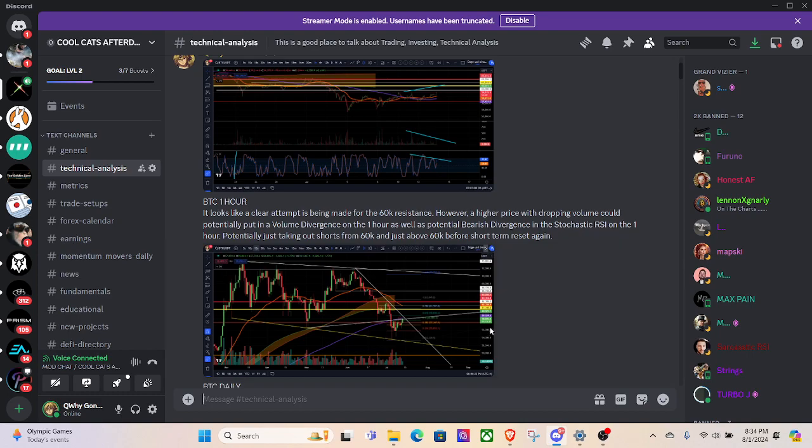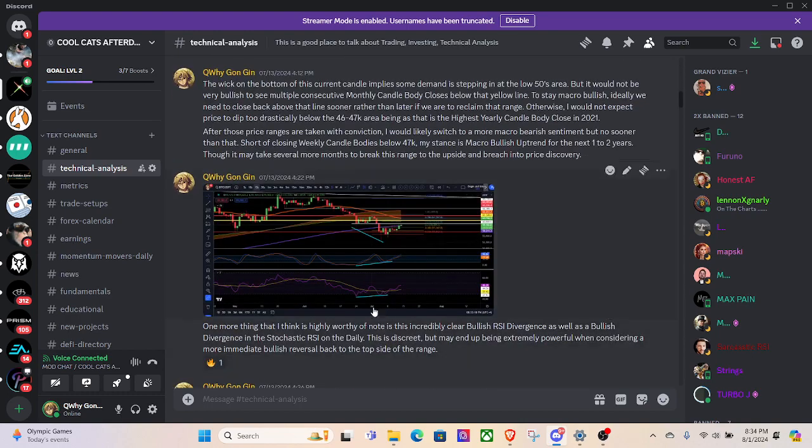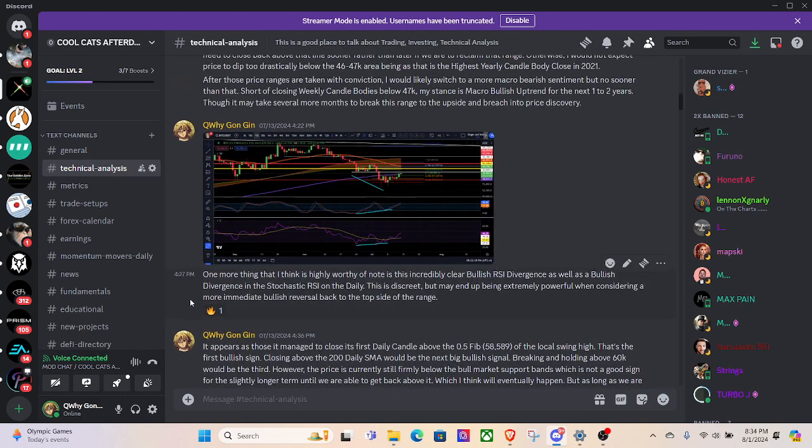We were mentioning that there was a bullish divergence on the daily chart. It's this one right here. So I said one more thing I think is highly worthy of note is this incredibly clear bullish RSI divergence as well as bullish divergence in the stochastic RSI on the daily. This is discrete but may end up being extremely powerful when considering more immediate bullish reversal back to the top side of the range.